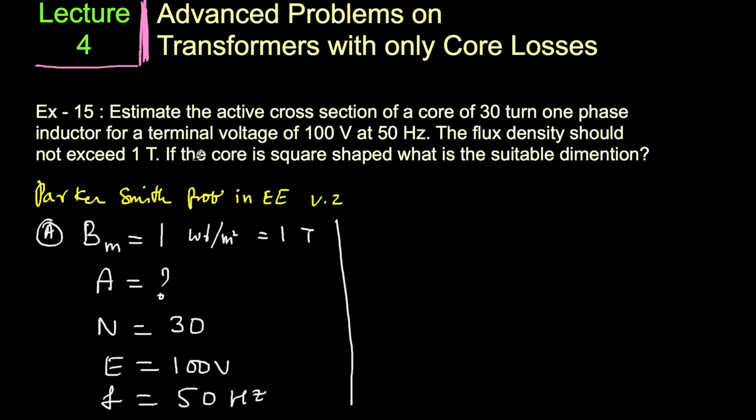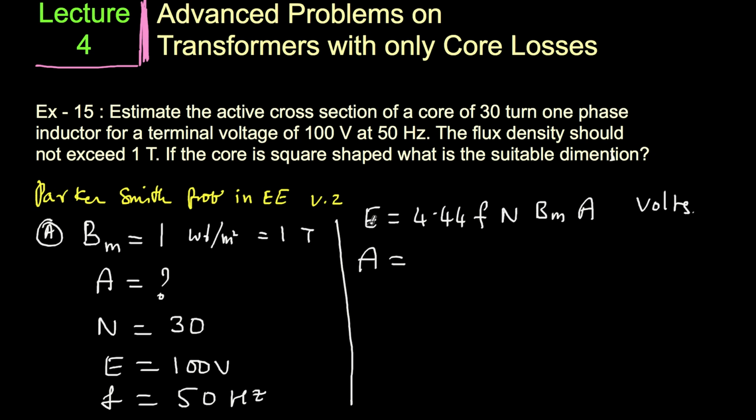So I think we have good information for this problem to find out the cross section of the core. And the core is square shaped. What is the suitable dimension? I think that we can handle later. So let's first use our EMF equation that we learned for the transformer. It can be applied for an inductor also. So the EMF induced is nothing but 4.44 into F into number of turns into B max into area of cross section. So this is our formula. From this I can determine what is A.